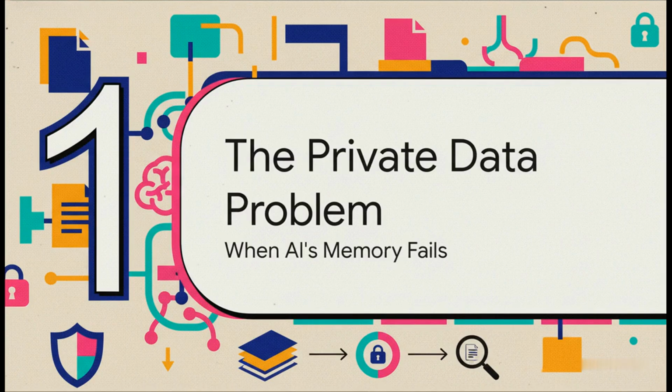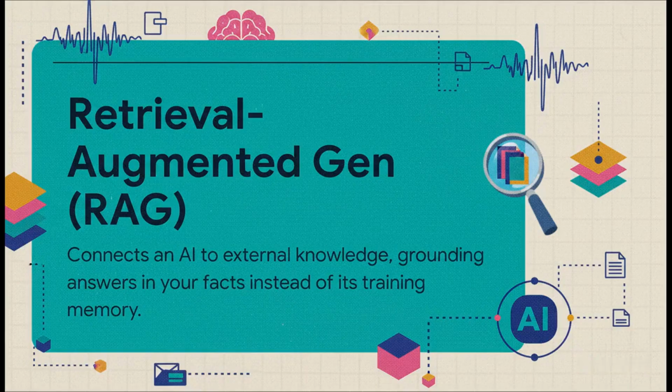It's totally invisible. Now, the industry came up with a solution for this, and it has a fancy name: Retrieval Augmented Generation, or RAG. The best way to think about RAG is like giving an AI an open book test. So instead of making it answer questions from memory, you're literally handing it the textbook, your documents, and telling it to find the answer right there. It grounds the AI's answers in your facts.